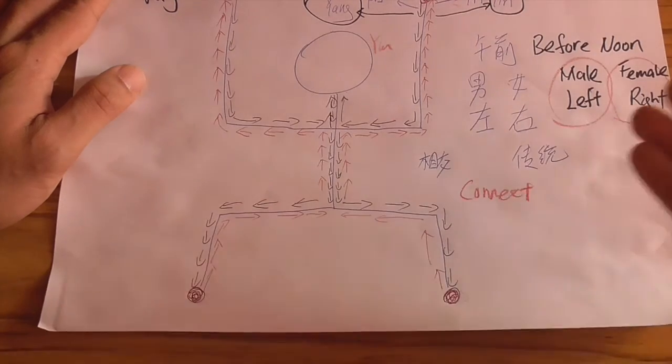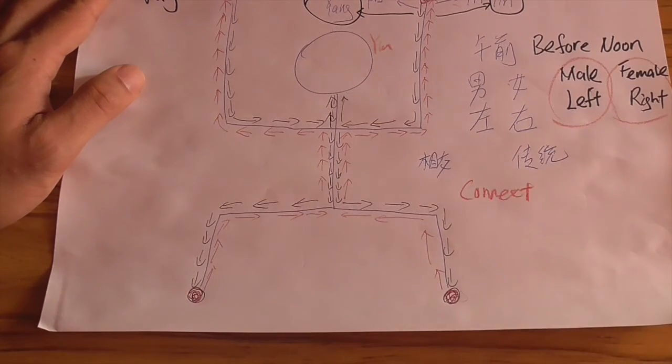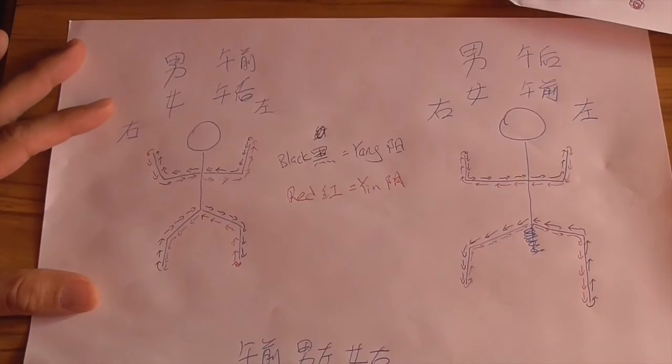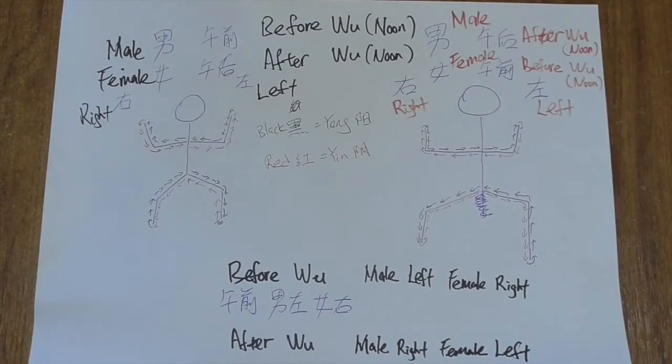Okay, we're gonna introduce the next chapter. Next paper. Alright, in this paper I'm going to talk about the blood and chi flow on the meridians, the direction of them, how it actually go, which way.